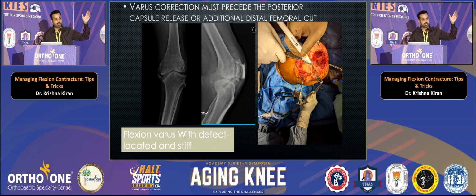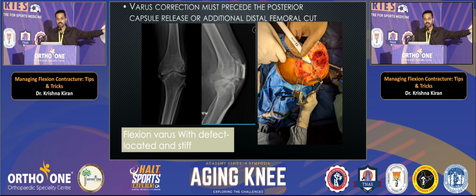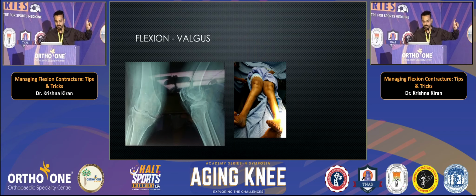So you must do the posteromedial tibial release if at all you want to do any release, because that is the culprit there. Even if you have removed all the osteophytes and the flexion deformity is still persisting, do a little bit of release on the posterior aspect of the femur, because that will take care of both the coronal plane as well as the sagittal plane deformity.